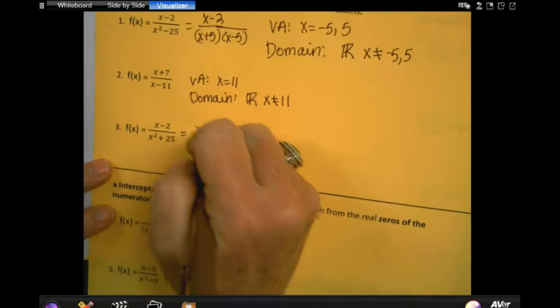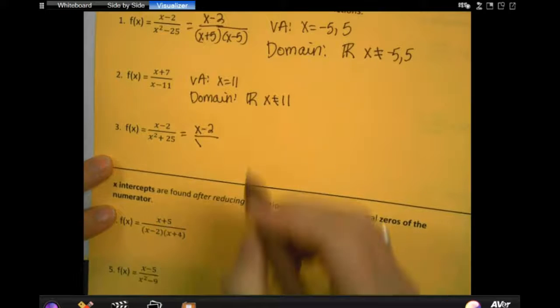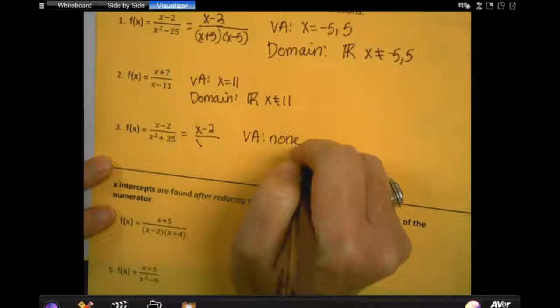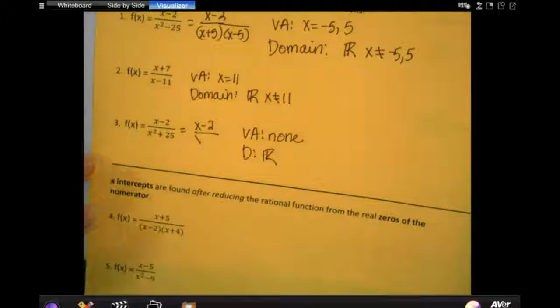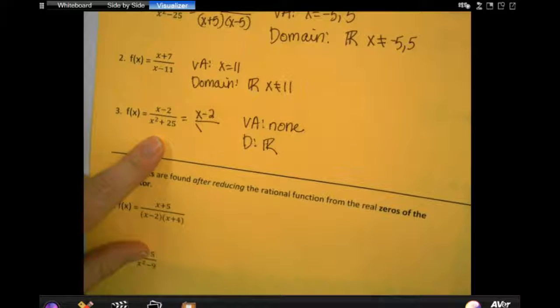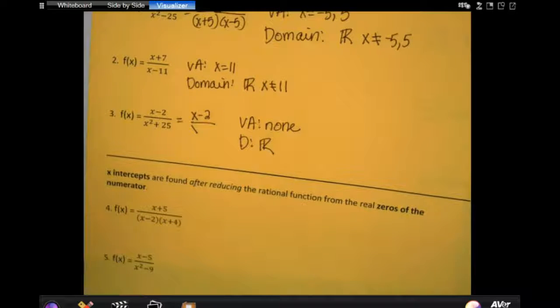And the last one, can I factor the bottom? It's positive. I can't factor it, so there is no vertical asymptote. So the domain would be all reals. All reals except the vertical asymptote. What happens when I subtract the 25? It becomes an imaginary number, and remember, we're only doing the reals. We talked about only reals, only what I can put on the graph.